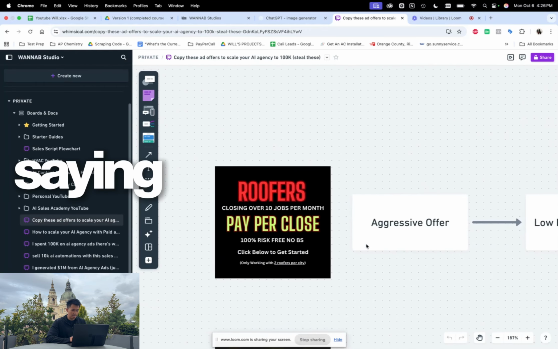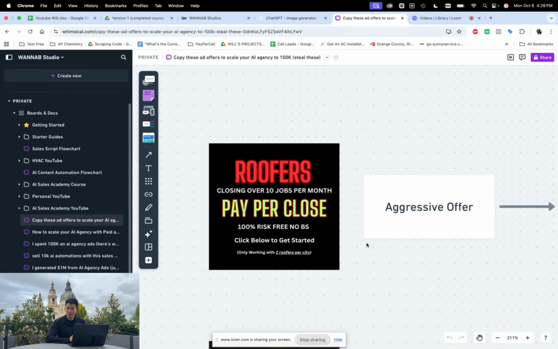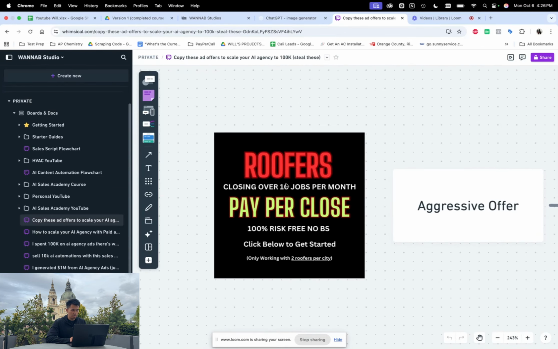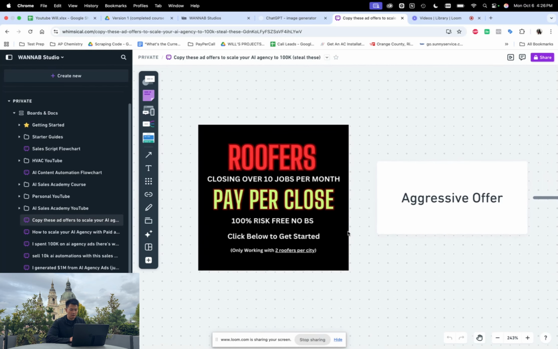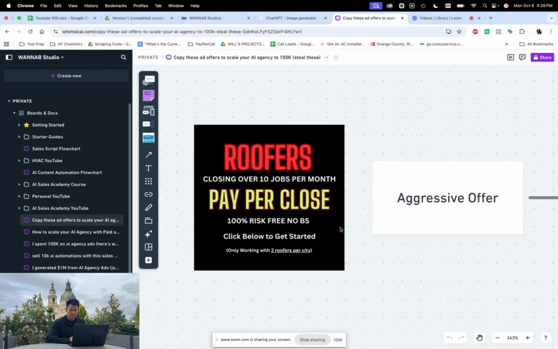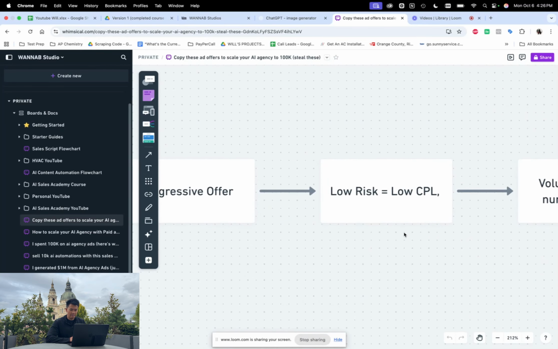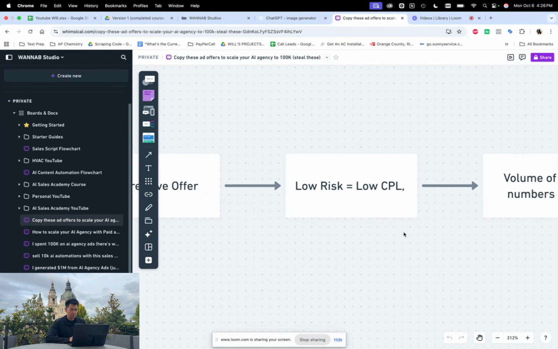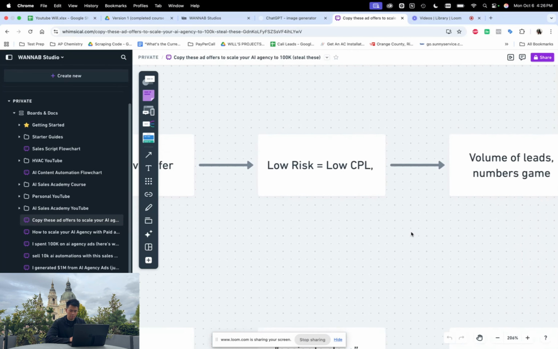So when you run an ad saying, you call out your audience, roofers, pay for a closed job, 100% risk free, no BS, click below to get started. This is a very low risk offer, right? They're thinking, oh, they're going to pay you after they close a job and it's 100% risk free. So when you have a very aggressive offer with very low risk, you're going to have a low cost per lead, right? You're going to get a lead for hopefully 25 USD or under per lead.